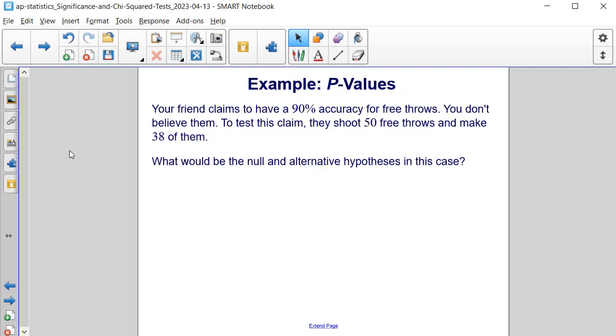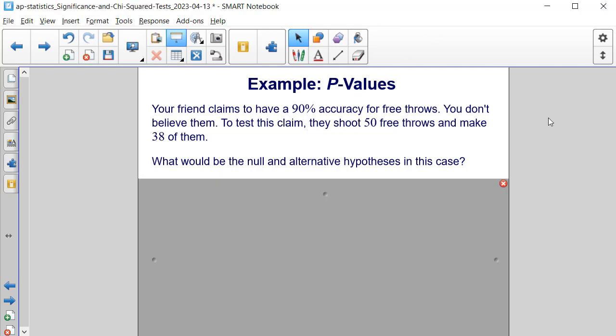Let's try an example. Your friend claims to have a 90% accuracy for free throws in the game of basketball. You don't believe them. To test this claim, they shoot 50 free throws and make 38 of them. What would be the null and alternative hypotheses in this case?